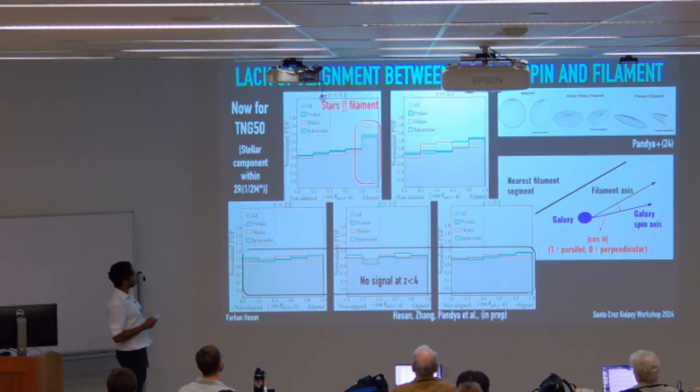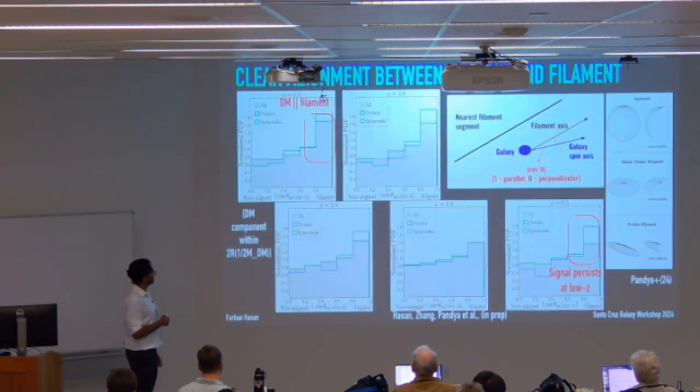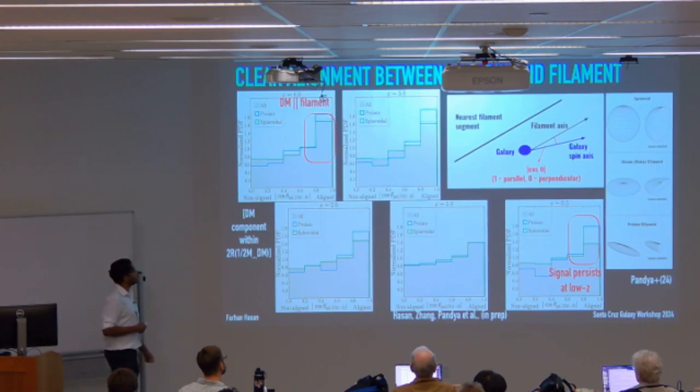So at redshift 4, you see that there is an alignment signal. Stars are parallel to the filament. At lower redshift, there is no such signal. It doesn't matter how you're dividing it or what shape. There is no such signal. However, when we look at the dark matter component, within twice the half mass radius of dark matter, now you see a signal that persists down to low redshift, right? You see that galaxies with prolate halos and spheroidal halos have their spins aligned with the filament down to very low redshift.